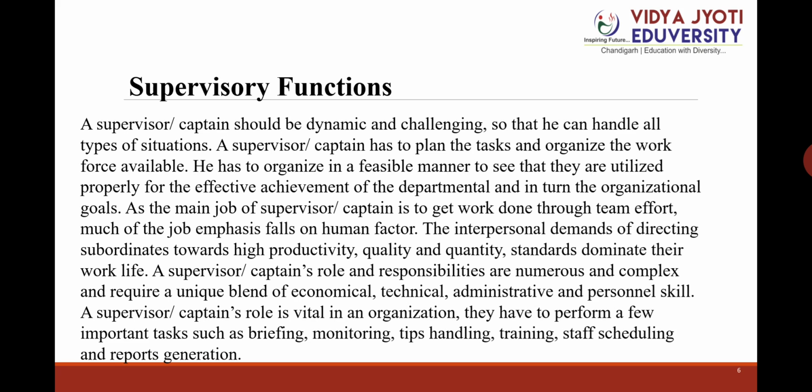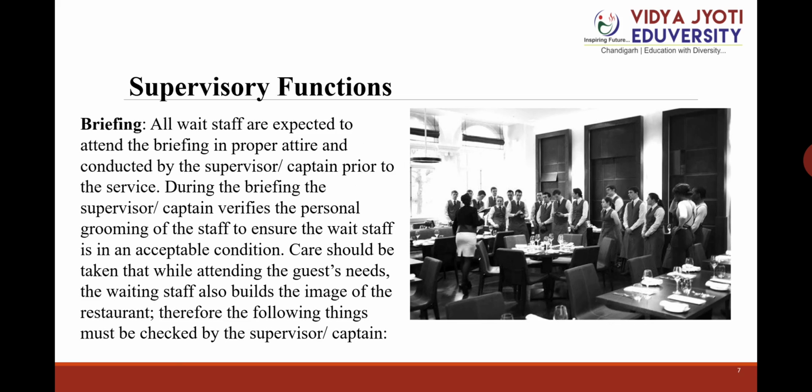A supervisor or captain's role and responsibilities are numerous and complex and require a unique blend of economical, technical, administrative, and personal skills. He is vital in an organization and he has to perform a few important tasks such as briefing, monitoring, tips handling, training, staff scheduling, and reports generation. What is briefing? All the wait staff are expected to attend the briefing in proper attire, conducted by the supervisor or captain prior to the service.